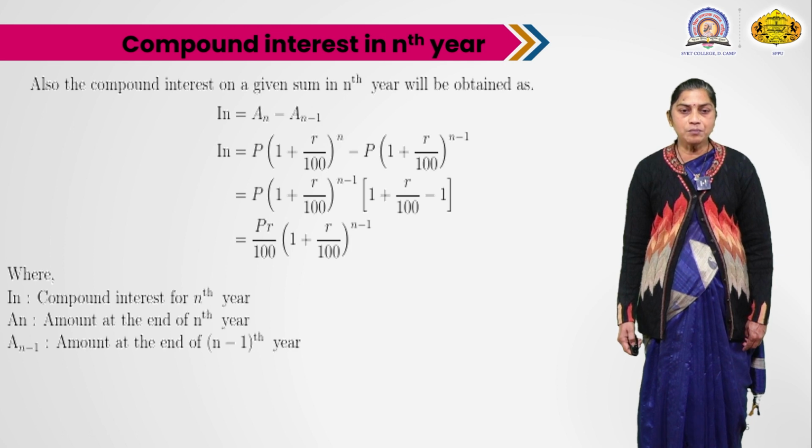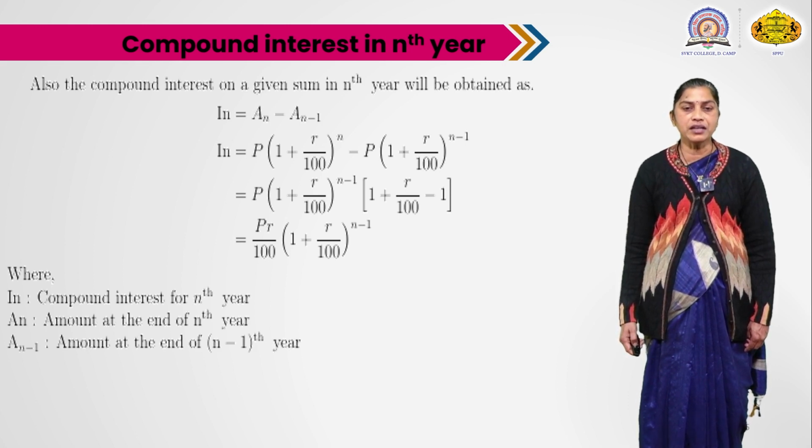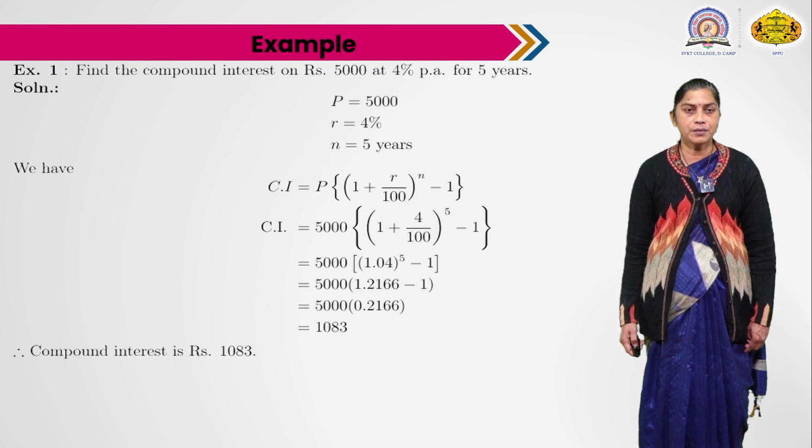In denotes the compound interest for nth year, An denotes the amount at the end of nth year, and An minus 1 denotes the amount at the end of n minus 1th year. Now, see the examples on this.